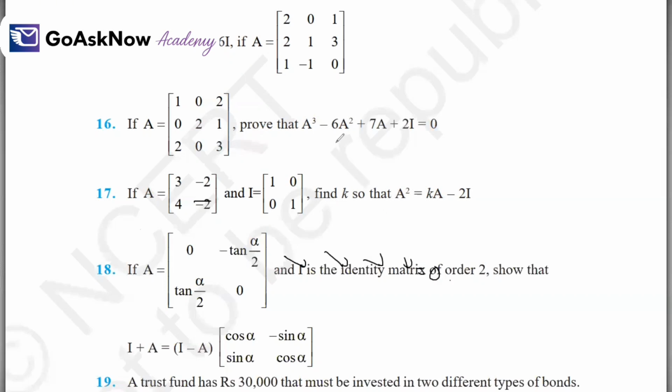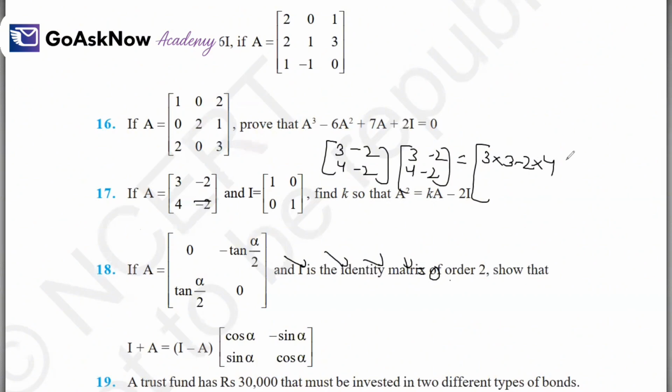Find out here A square first. 3 minus 2, 4 minus 2 multiplied by 3 minus 2, 4 minus 2. You get what? 3 into 3, minus 2 into 4. Then minus 2 into 3, sorry, 3 into, just a second.